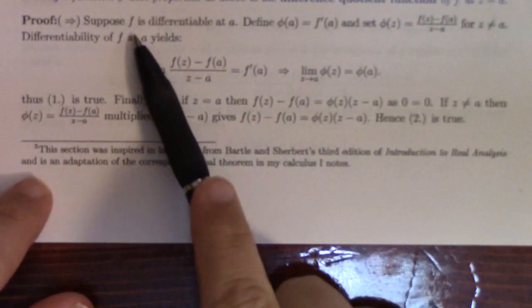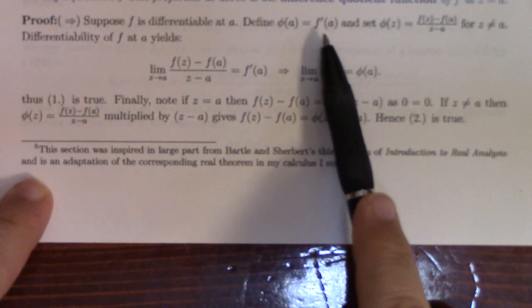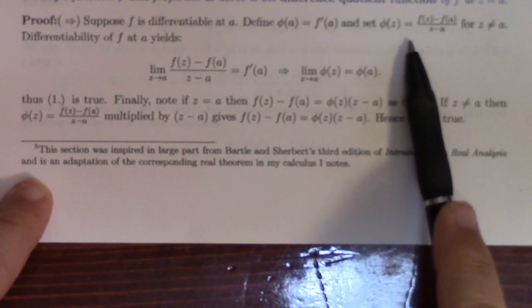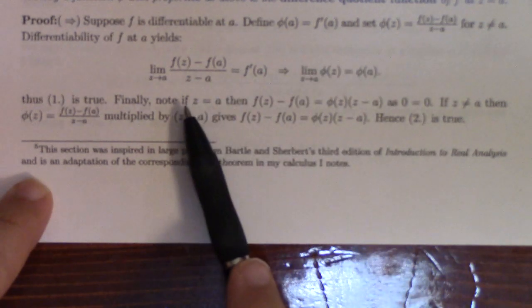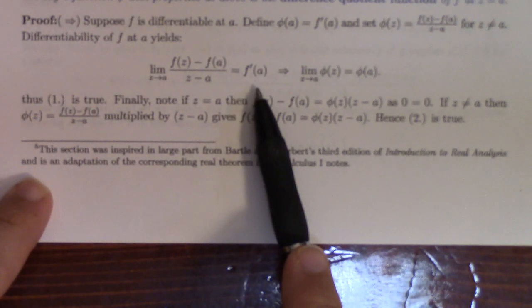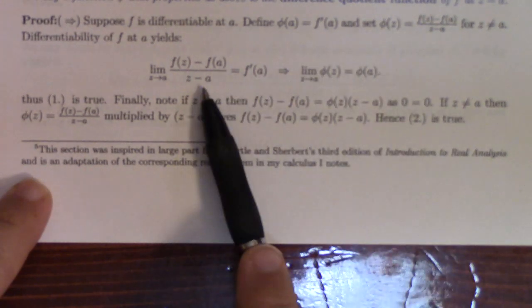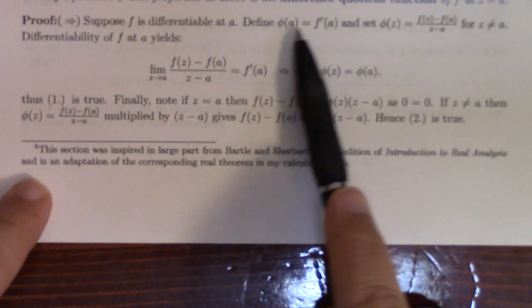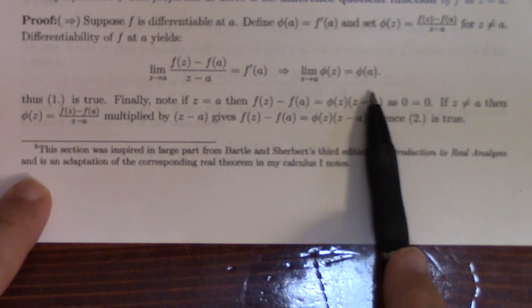So suppose f is differentiable at A, complex differentiable, right? Define phi of A to be f prime of A and set phi of z equal to the difference quotient. Well, then we know differentiability of f means that the limit of the difference quotient is equal to the derivative, right? Since phi of z is equal to this, and the value of phi at A is f prime of A, this shows you that phi so constructed is continuous.